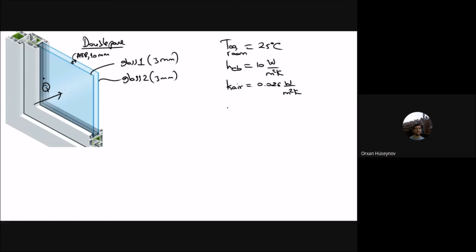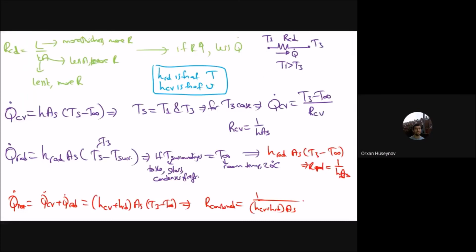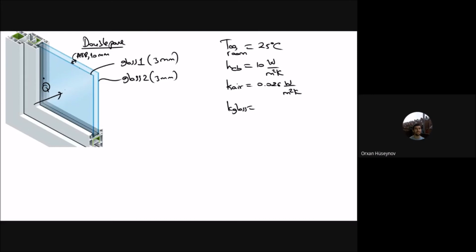This is the conductivity of air, and then the conductivity of glass. Let me just check the conductivity of the glass here. Just one minute, I will write it here. The conductivity of the glass is 0.78 watts per meter Kelvin.